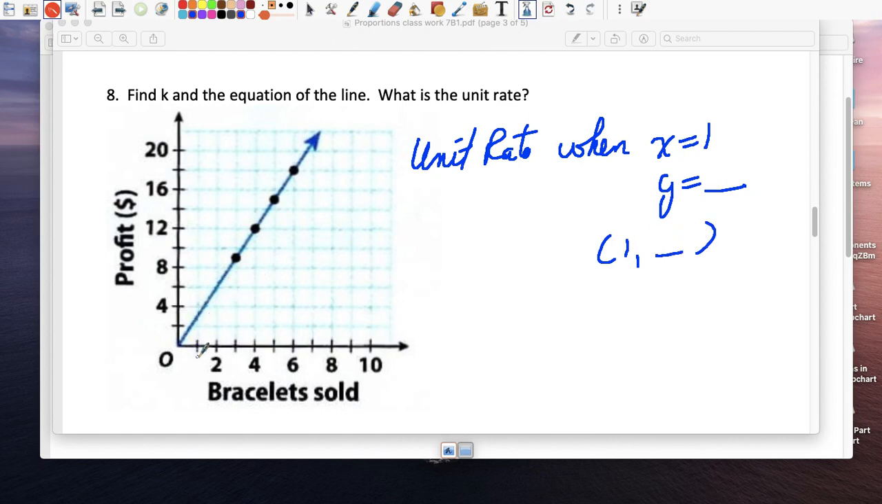But the problem here is that I can't tell from the graph what the y value is when x equals 1. Let me put some numbers here that were skipped: 0, 2, 4, 6, 8. I just can't tell, and I'm not going to guess. So what we have to do is get some points we can actually see. I can see that at 4 and 12, this is a point that I can actually measure.